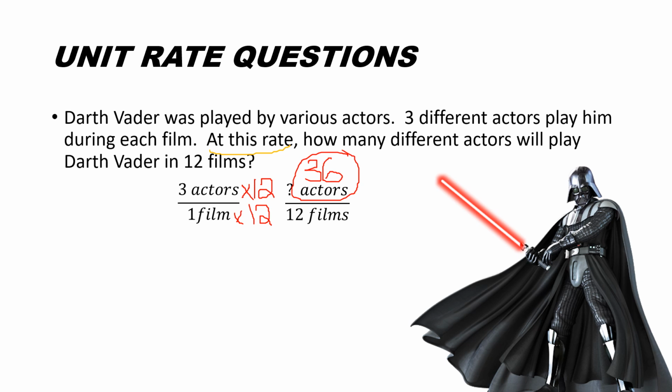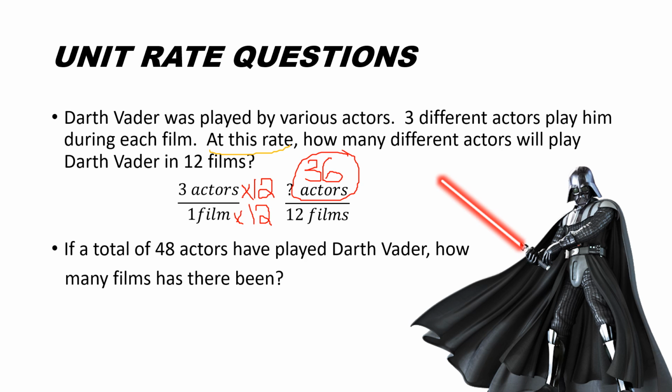All right, same kind of question here, but now we're going to be working backwards. What if I told you there have been a total of 48 different actors that have played Darth Vader? How many films have there been? So we're going to use that same unit rate of 3 actors for every 1 film to figure out how many films there have been if there have been 48 actors. Because now we have to work backwards, we're going to divide 48 divided by 3.